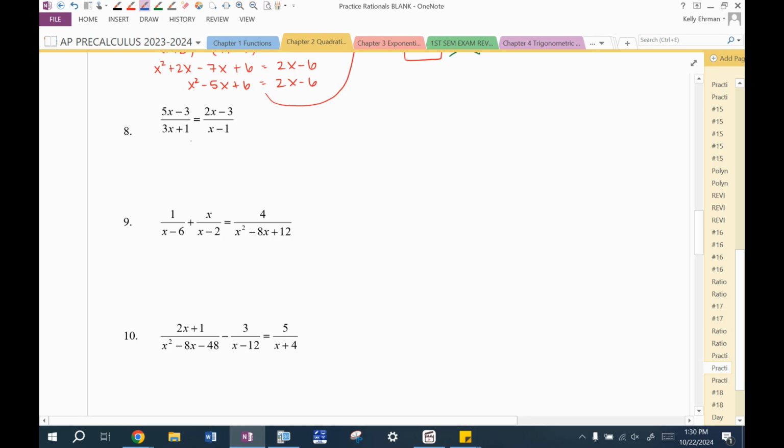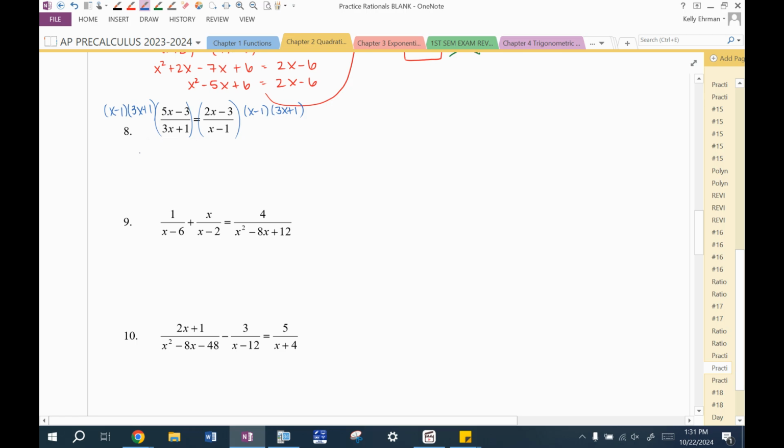All right, next one. Nothing to factor. We're multiplying. You can think of this two ways. Multiply by the LCD, which is each denominator, right? Or what you can also do there is say, I'm going to cross multiply. It doesn't matter. You're going to have the same work either way.